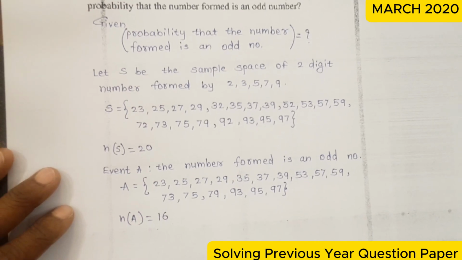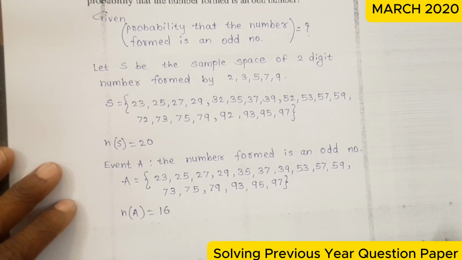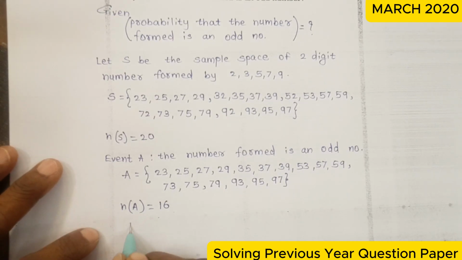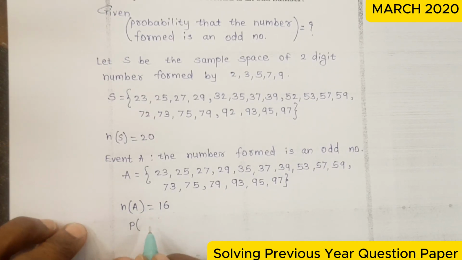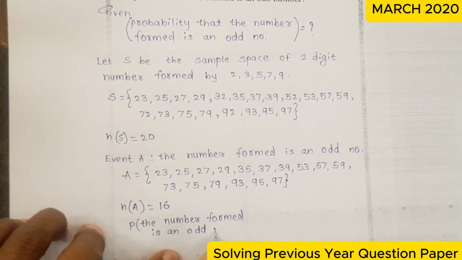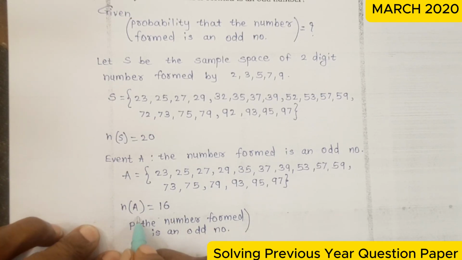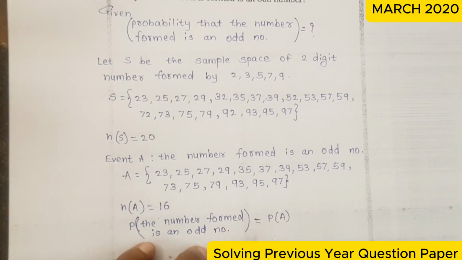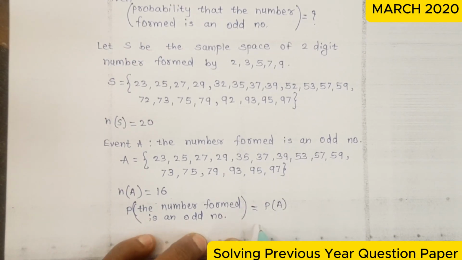Yes. So now we have to calculate the probability. So the probability that the number formed is an odd number, students, instead you can write P of A. And that means n of A upon n of S.